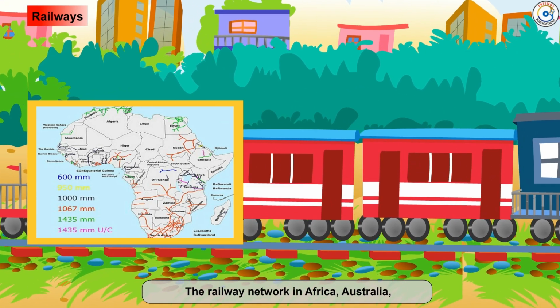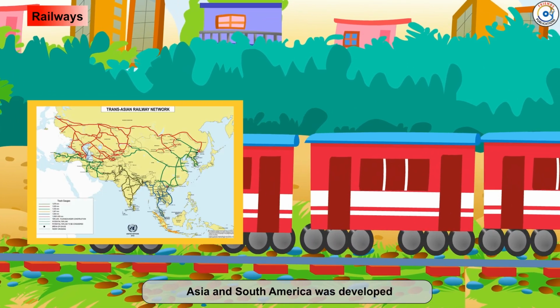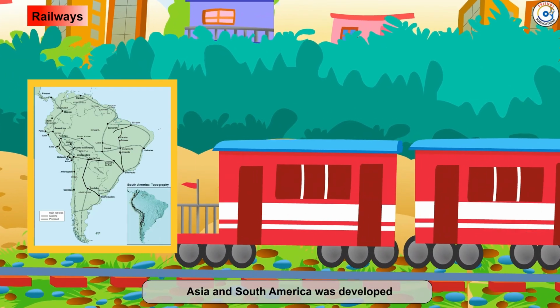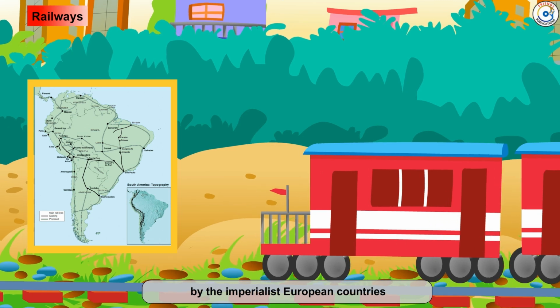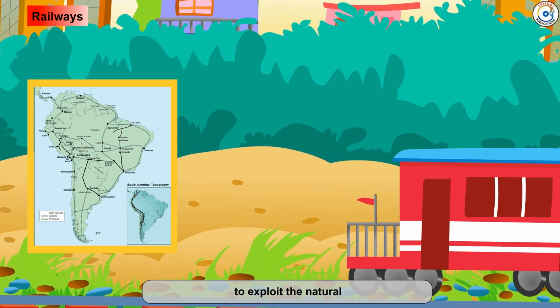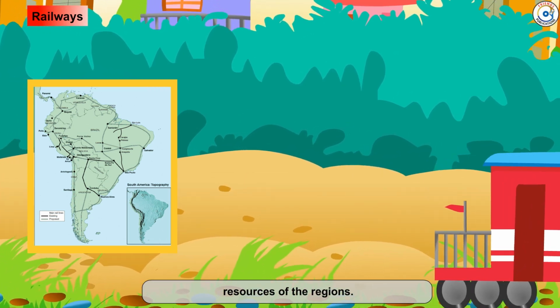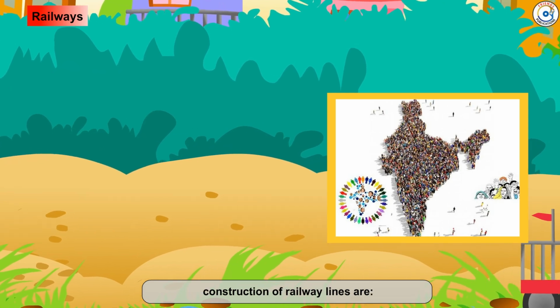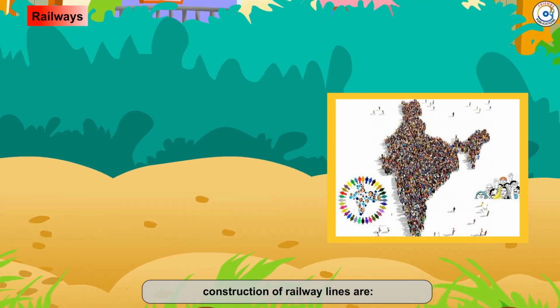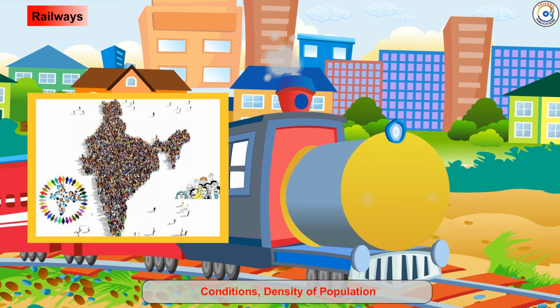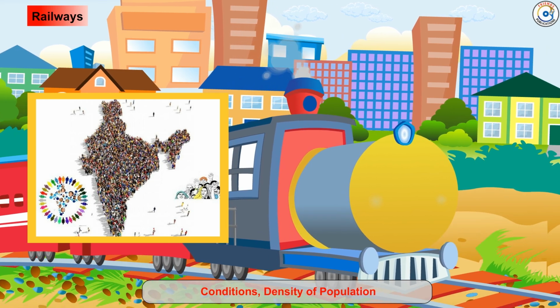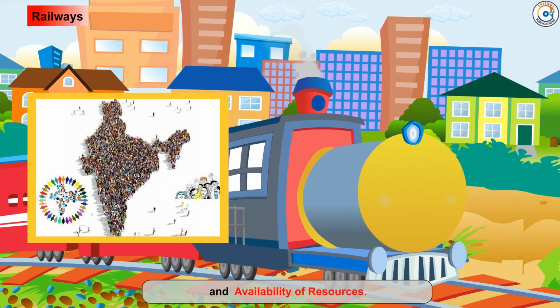The railway network in Africa, Australia, Asia, and South America was developed by the imperialist European countries to exploit the natural resources of the regions. Factors responsible for the construction of railway lines are relief features, climatic conditions, density of population and availability of resources.